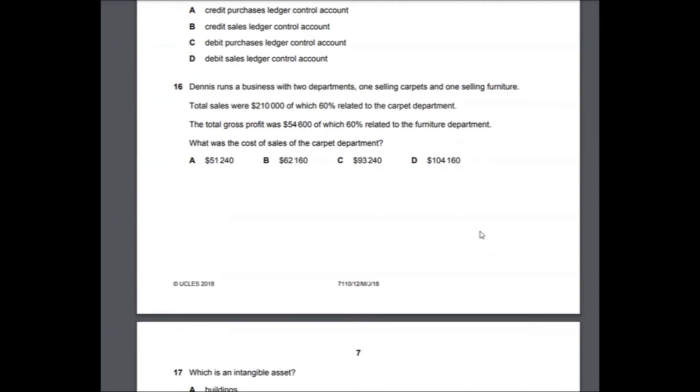So the other number that you will be calculating in this case is 54,600 times 40%, because that's what relates to carpet department, right? That will give you a number of 21,840. All you need to do is deduct it from $126,000. So take $126,000 minus 21,840, and that will give you 104,160. That's the cost of sales for carpet department. So the correct answer to multiple choice 16 is option D in this case, 104,160.